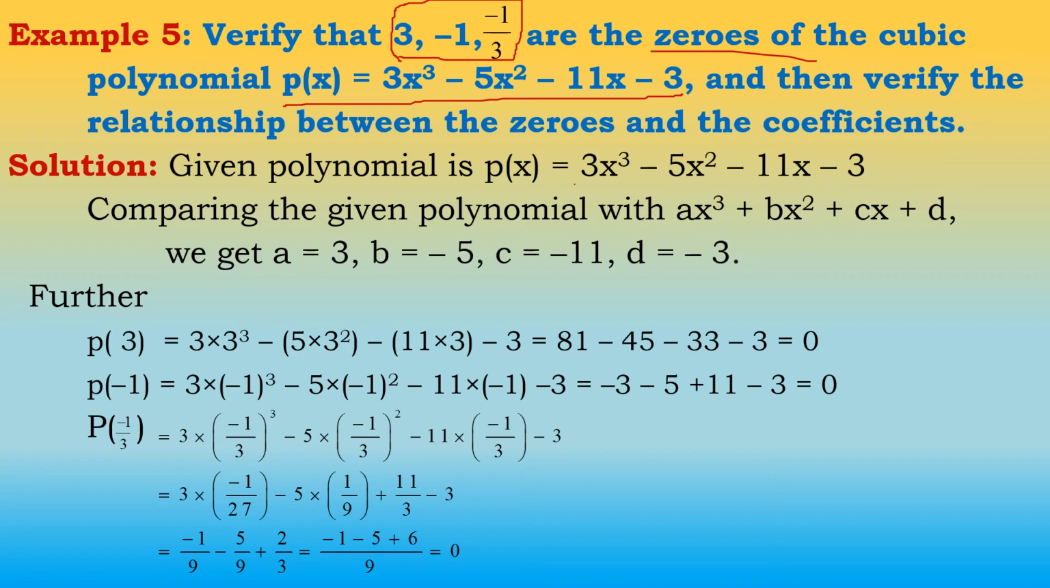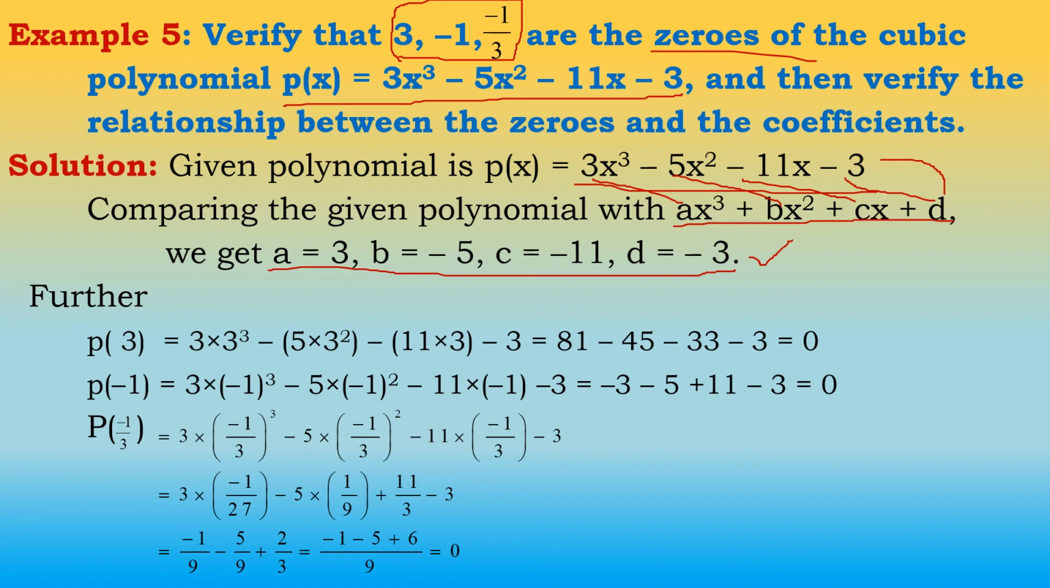Given polynomial is 3x cube minus 5x square minus 11x minus 3. This is the general form of a cubic polynomial. What is the general form of a cubic polynomial? ax cube plus bx square plus cx plus d. Now by comparing these two polynomials, I have a is 3, b is minus 5, c is minus 11, d is minus 3.